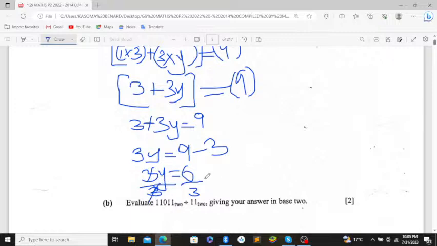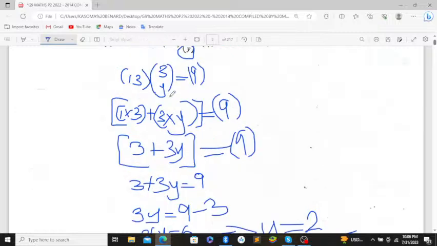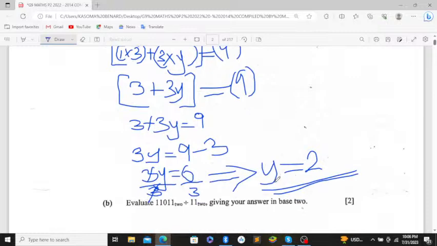It will be cancelled out, so we can have something like this. So the value of y is 2. Okay, unless you have questions, but basically that's what you need to do. So the value of y is 2. Okay, if you have no questions, you can go to the next question.